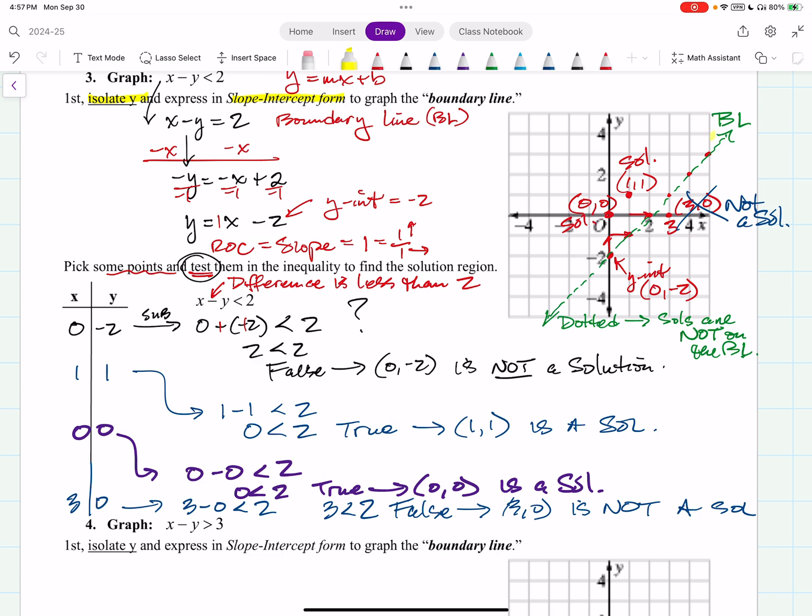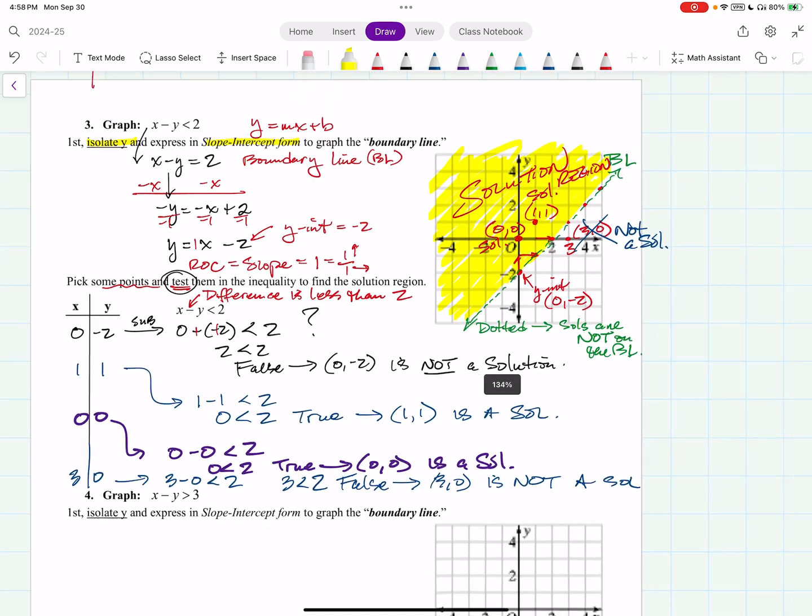So grab a highlighter here and shade in the region above the boundary line. We call this the solution region. A solution region contains an infinite number of points, and you can't plot them all. So what we do in mathematics is just shade in the region that represents all the solutions, which happens to be above the boundary line.